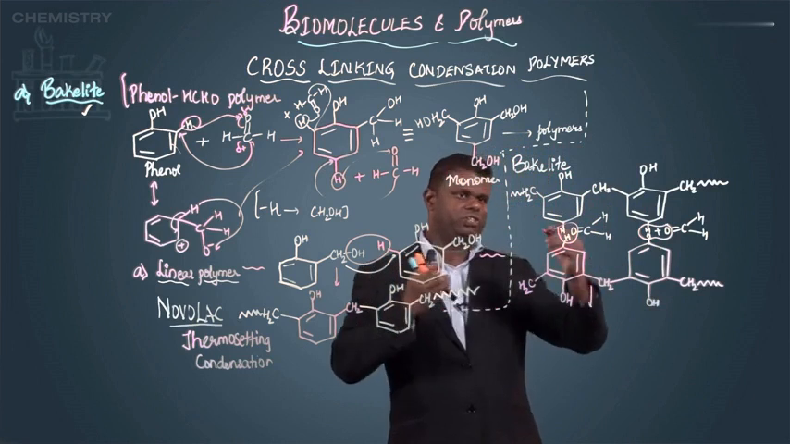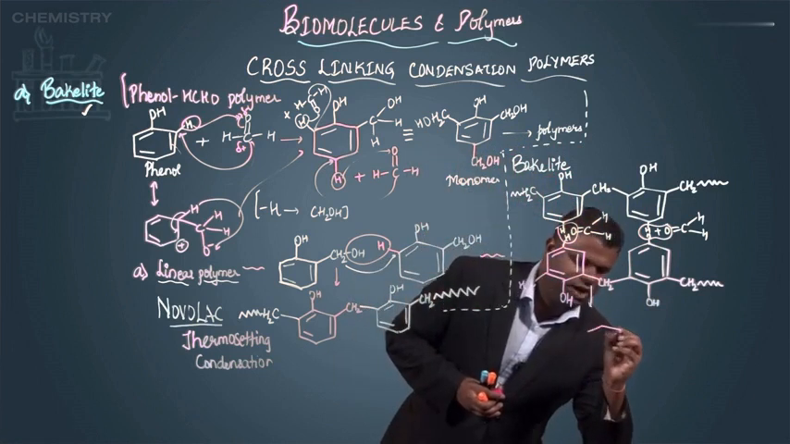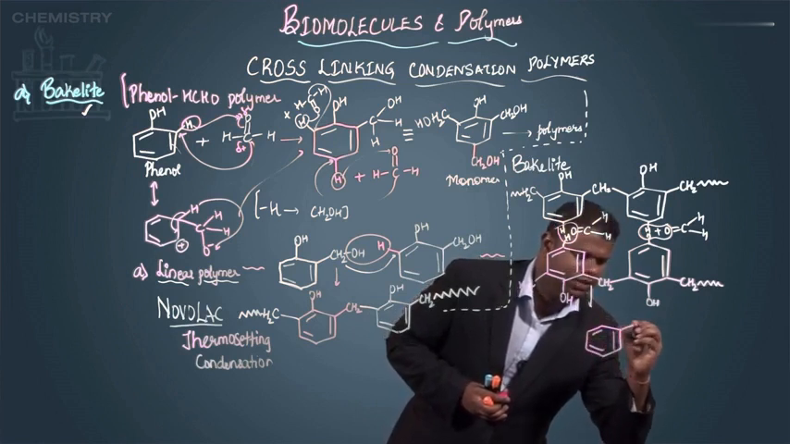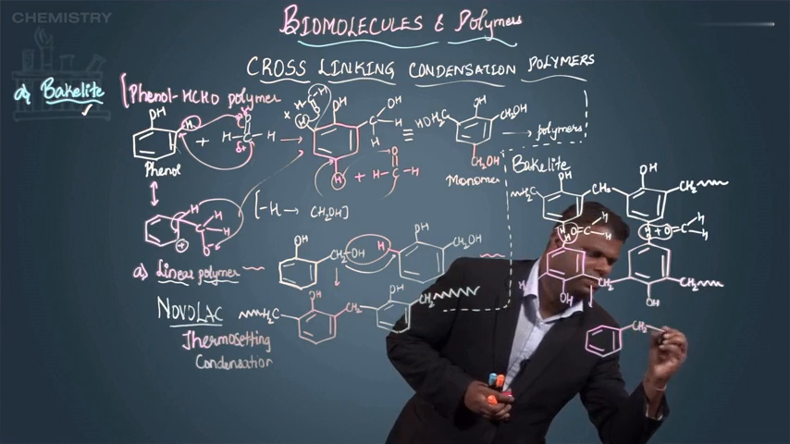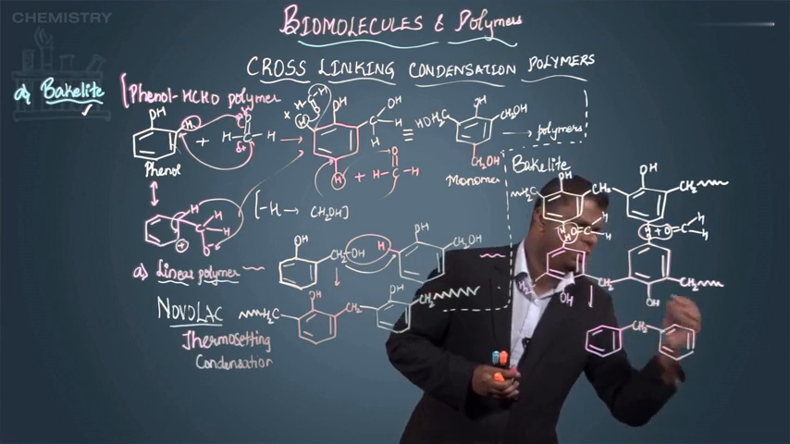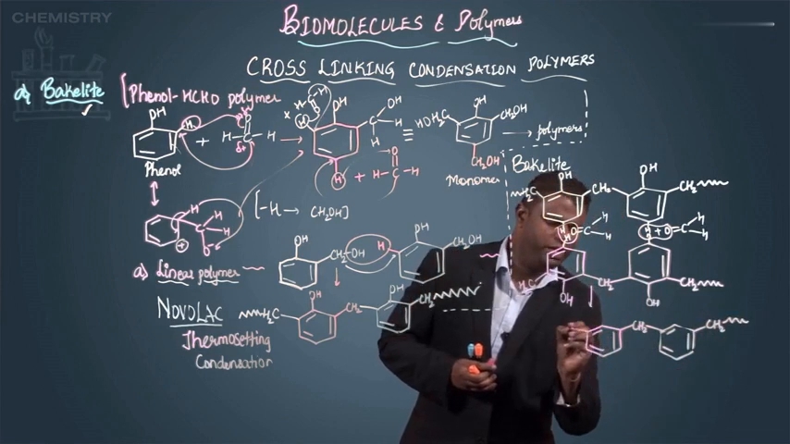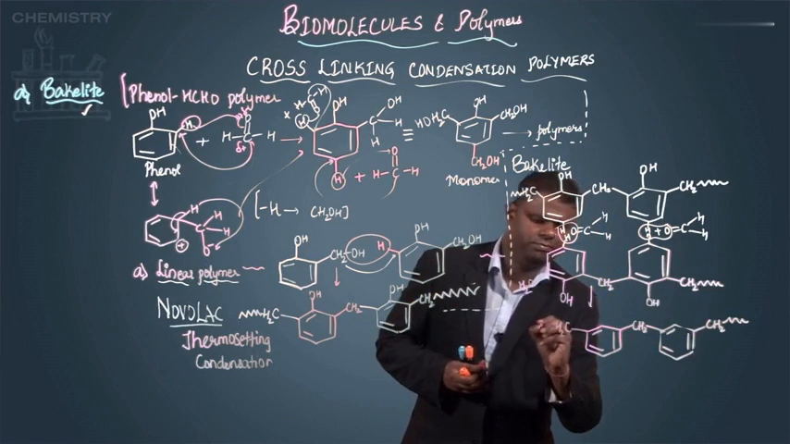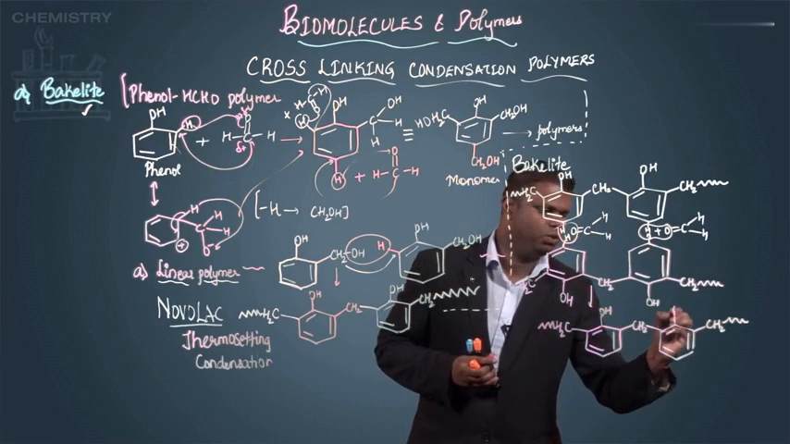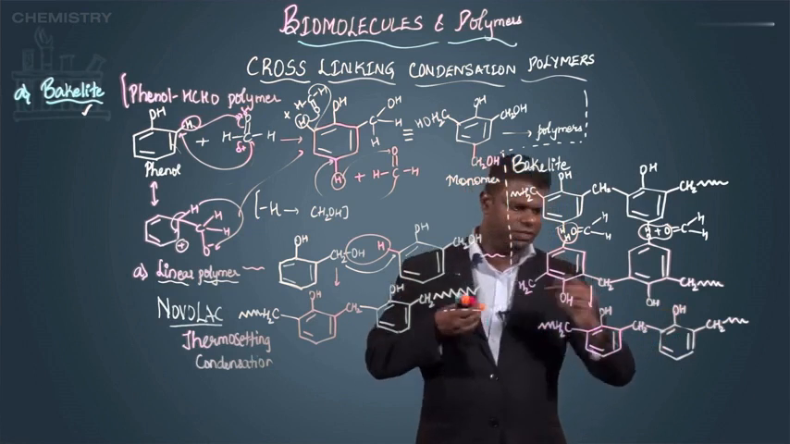So now let me draw the final structure of bakelite and see how it goes. So you have one benzene ring. This is connected to CH2. This is connected to another benzene ring. Okay, and then you have a CH2 over here. This is nothing but the growing chain of the polymer. And then you have an OH over here, you have an OH over here. Okay, so this is nothing but the polymer.